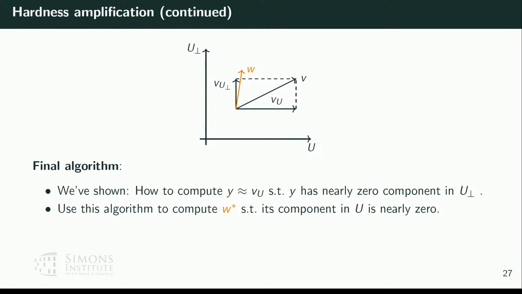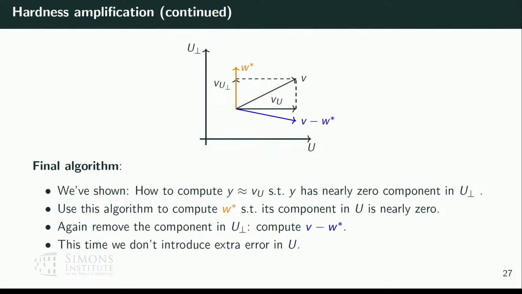So instead of just using one oracle call to the projection oracle and computing this lossy vector W, we instead use what we showed on the previous slide and use this log D number of iterations to compute this W star that is almost completely in this subspace, the VU orthogonal subspace. And now we do what we did before.